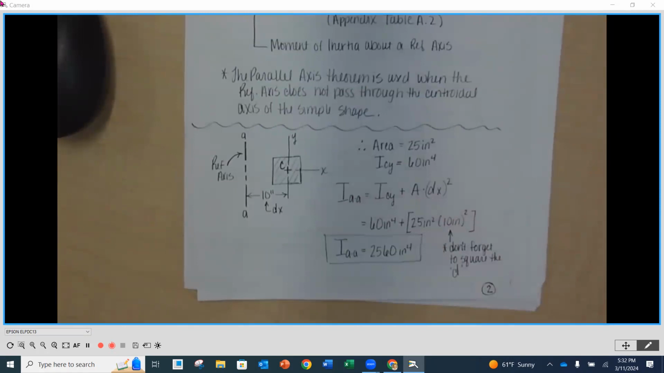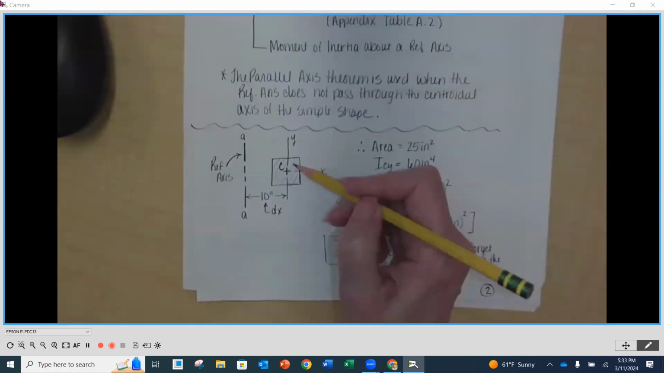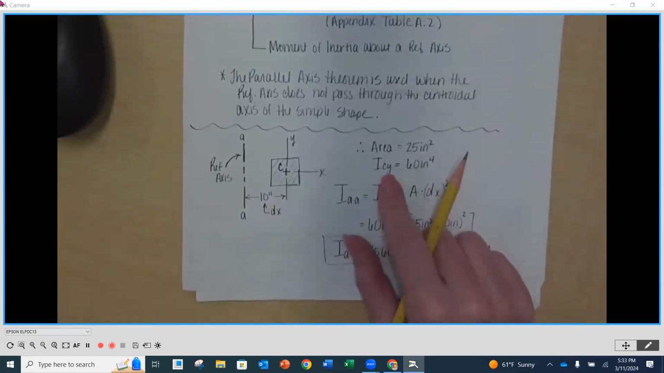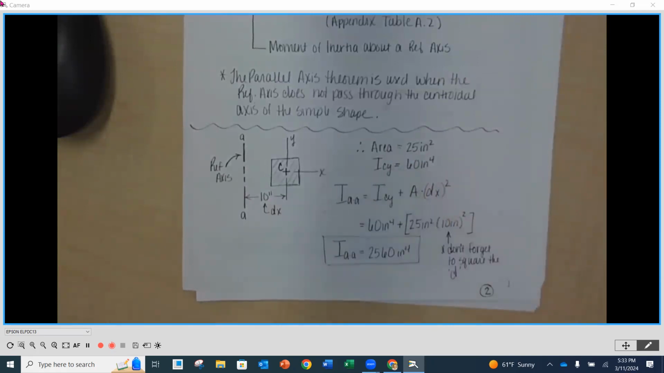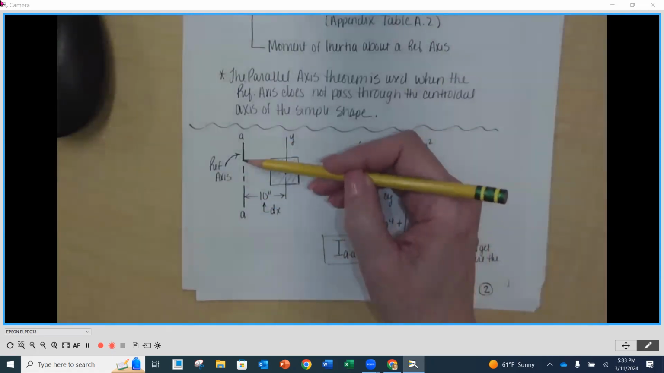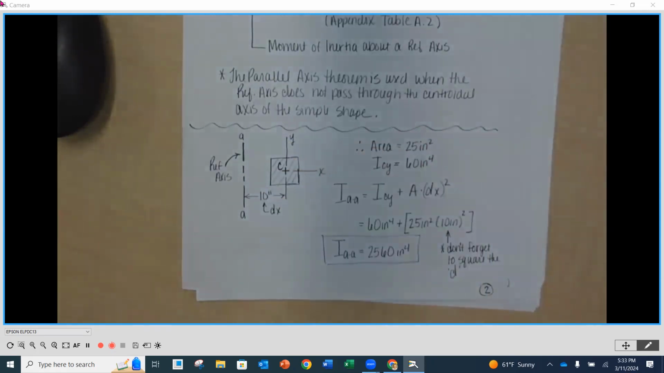So as we look here, you're going to notice that we have just a simple body, a simple shape. And over on the right-hand side, I'm just giving the area as 25 inches squared. Then you're going to notice that the moment of inertia about that same shape is going to be 60 inches to the fourth. So instead of calculating those, I'm giving them to you so that we can practice the parallel axis theorem. And what we want to do is determine the moment of inertia about this axis right here. This is the reference axis.